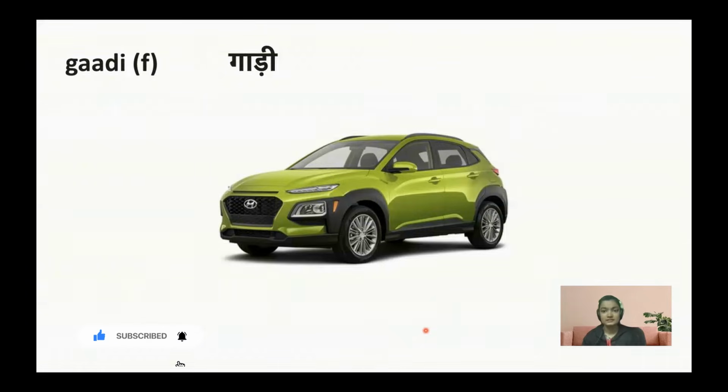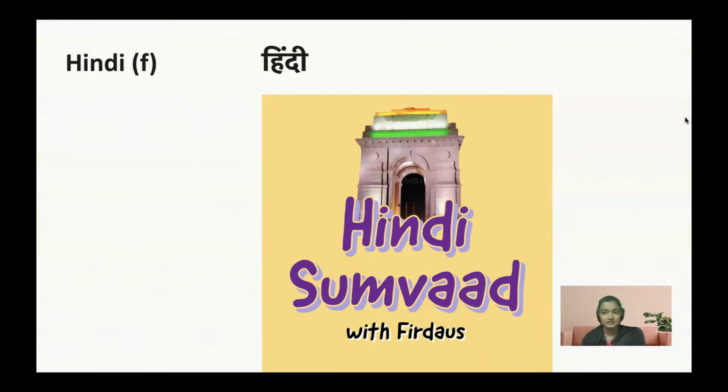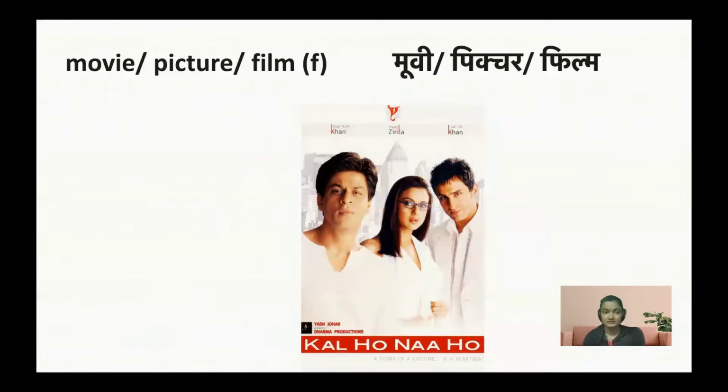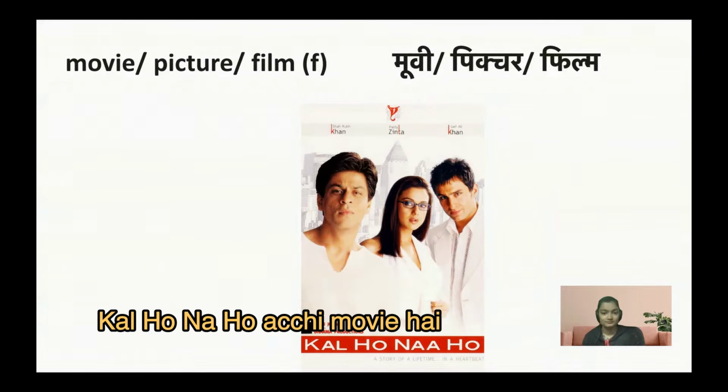Gadi. Gadi basically means vehicle, and it can also be used to refer to a car. Ye hari gadi hai. Hindi. So Hindi as a language is considered feminine, and all languages for that matter are considered feminine. Hindi, English, Bengali, Urdu, any language is feminine. Then the word movie. Movie and its synonyms, picture or film, are considered feminine. Kal ho na ho, achhi movie hai.